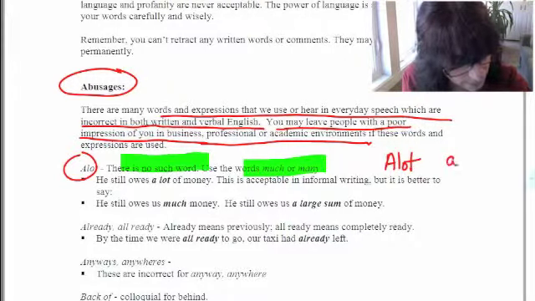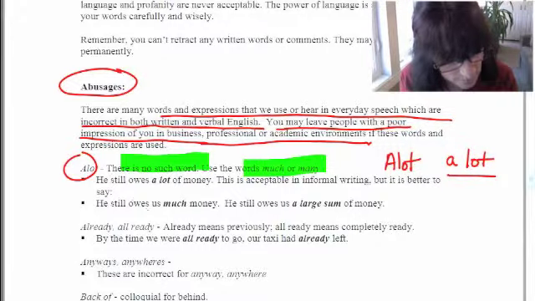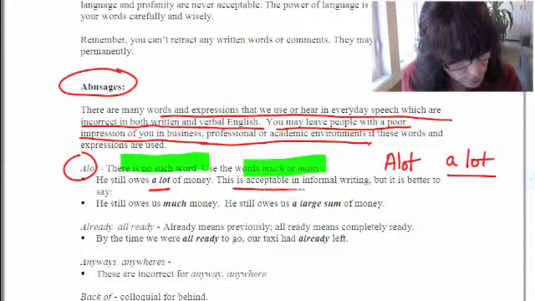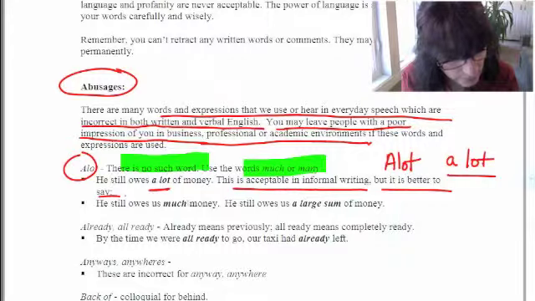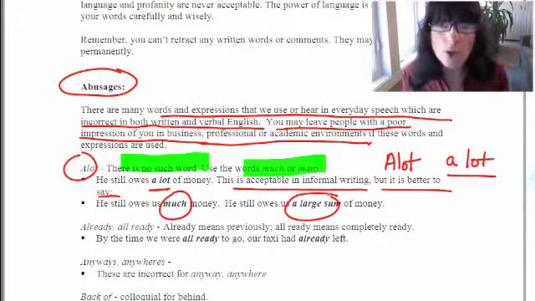If you want to say he ate a lot for dinner, it must be two words, or he still owes a lot of money. Now, you can use this expression in informal writing, but if you're writing formally, it's better to say he still owes us much money, or he still owes us a large sum of money. But remember, A-L-O-T is one word, it's not a word. It's not in the dictionary.